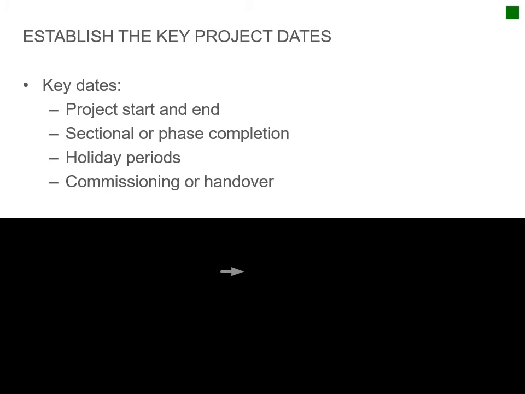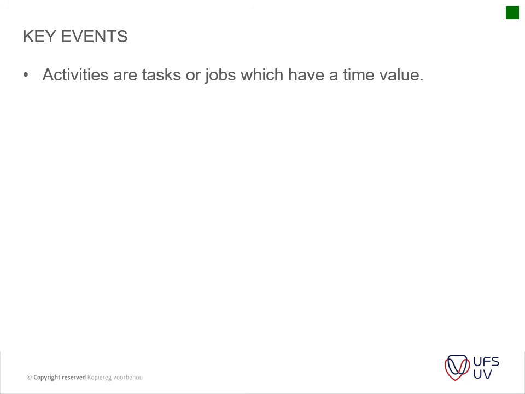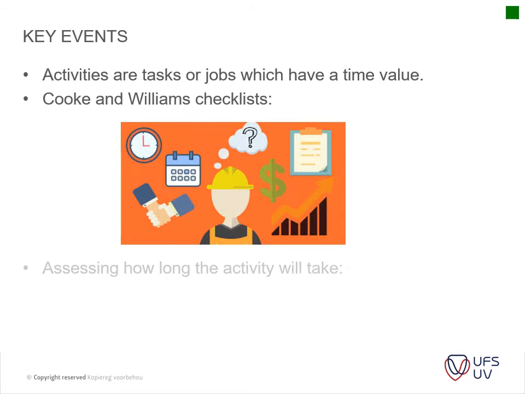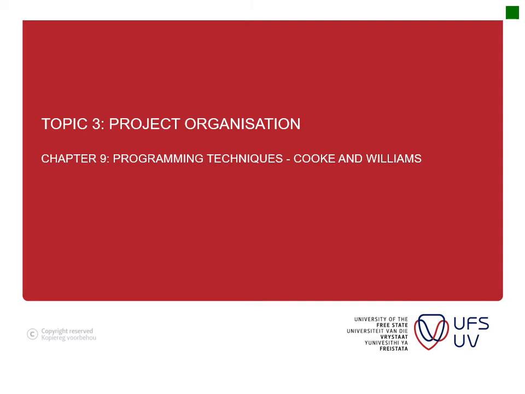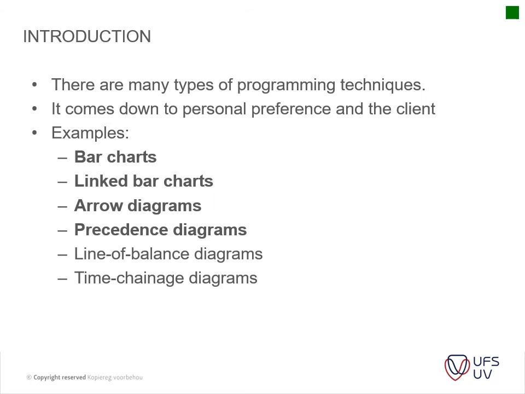Okay, so I'm just going to skip through these slides. I want to get to chapter 9, so you're more than welcome to go through all of these slides. Chapter 9, the thing that I want to get to is that you've got different ways of presenting your schedule. So you've got bar charts, linked bar charts, arrow diagrams, precedence diagrams, line of balance diagrams, time chainage. It's just interesting to know.